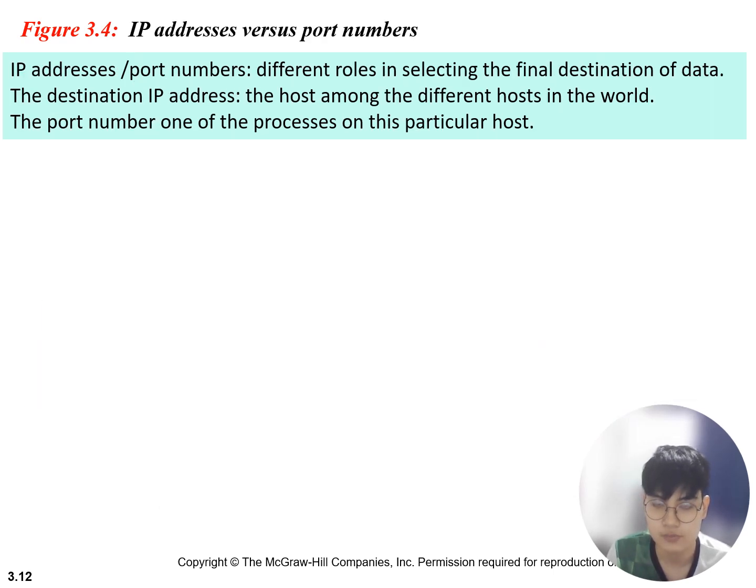IP address versus port number. The IP address and the port number play different roles in selecting the final destination of data. The destination IP address defines the host among the different hosts in the world. The port number defines one of the processes on this particular host.